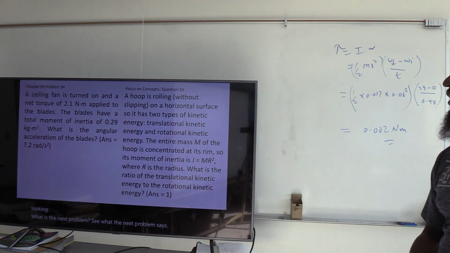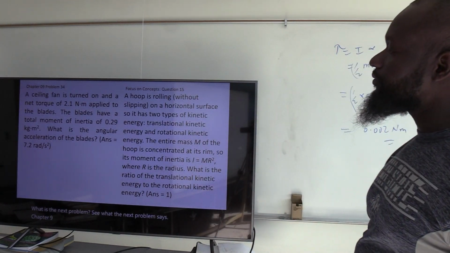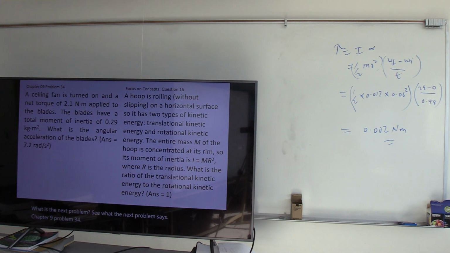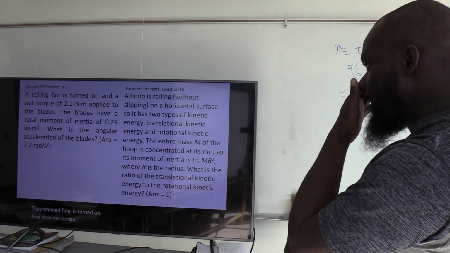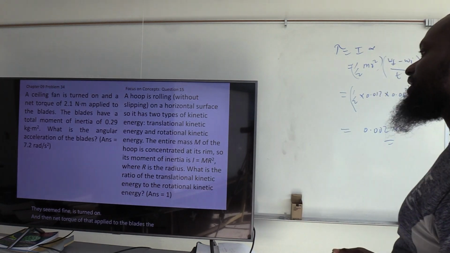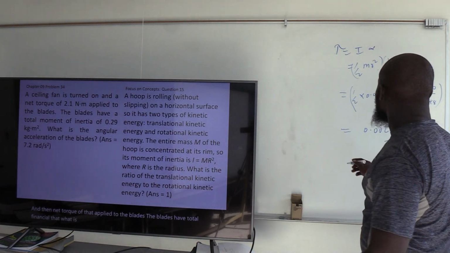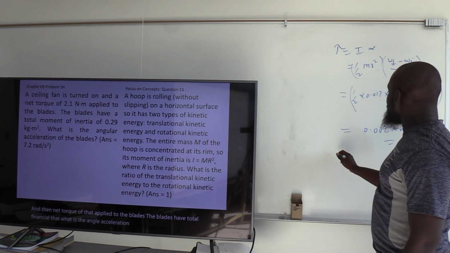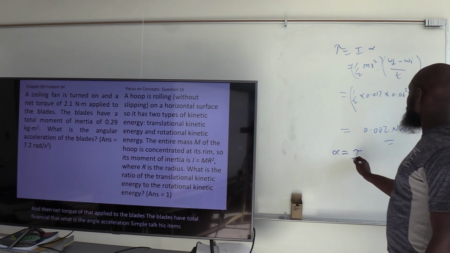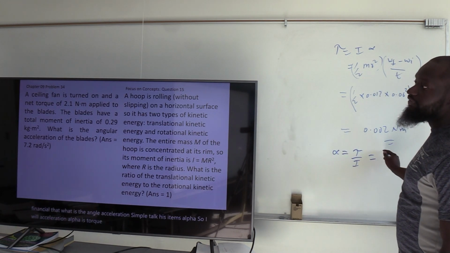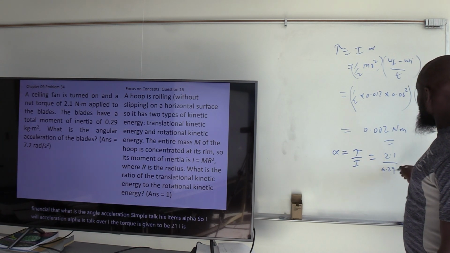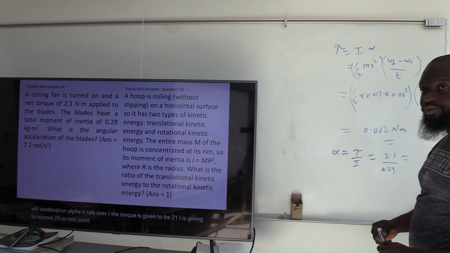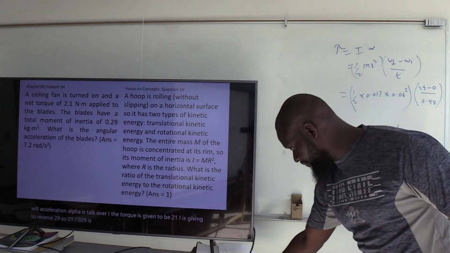Chapter 9, problem 34. A ceiling fan is turned on, and the net torque is applied to the blades. The blades have a total moment of inertia. What is the angular acceleration? Simple. Torque is I times alpha. So angular acceleration alpha is torque over I. The torque is given to be 2.1. I is given to be 0.29. So 2.1 divided by 0.29 is what we are looking for. Simple.